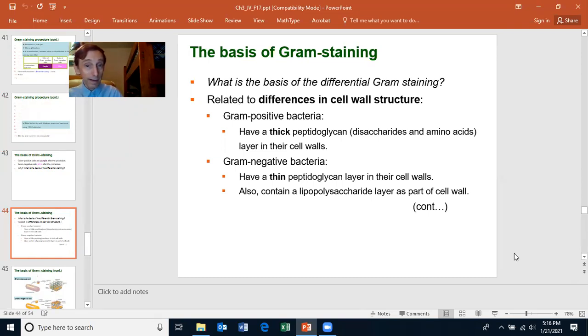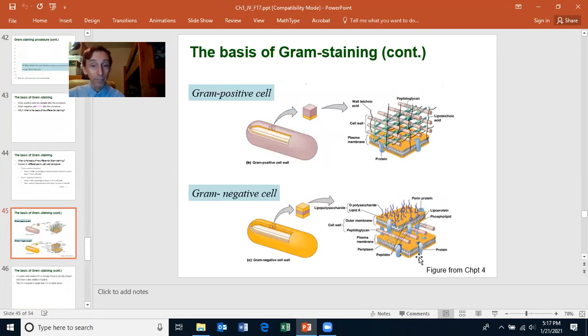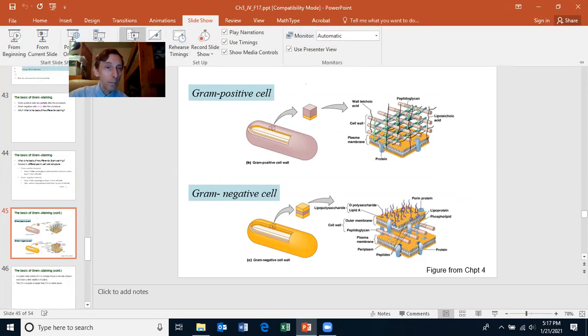The gram-negative cells, or at least the bacteria, do not have that thick peptidoglycan. Instead, if they're bacteria, they have a thin peptidoglycan layer in their cell wall. The gram-negative cells also contain a lipopolysaccharide layer as part of their cell wall, and I'll show you that in this slide here. Let me blow this up so it's viewed better.